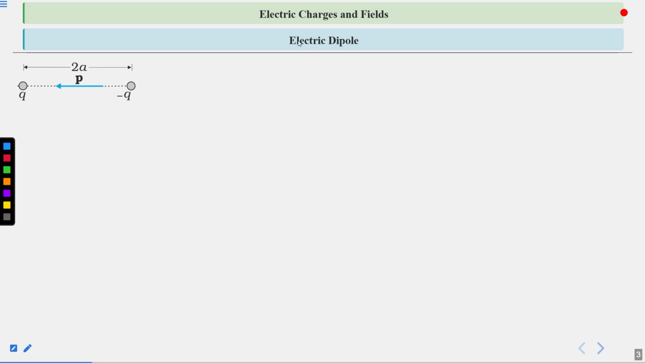So, our topic is electric dipole. Here the question arises, what is an electric dipole? An electric dipole is a system in which two equal and opposite charges exist. Look at this figure: two equal and opposite charges, q and minus q, separated by a small distance 2a. So this is known as an electric dipole.